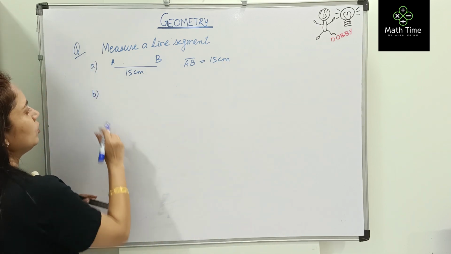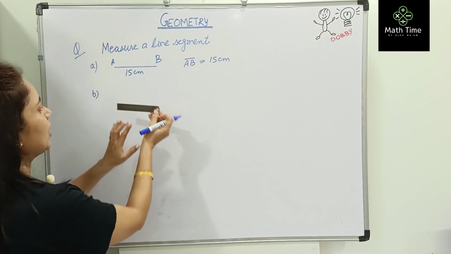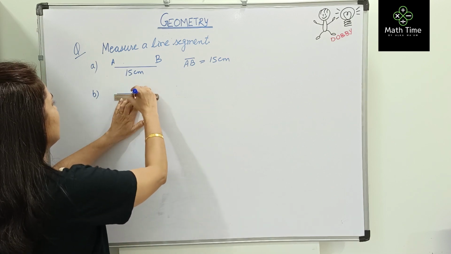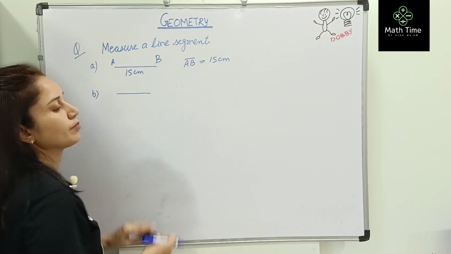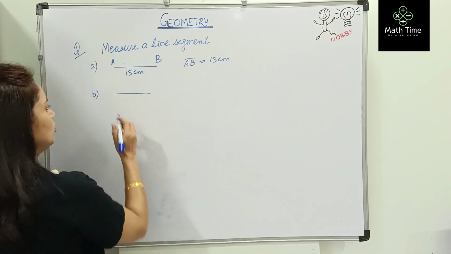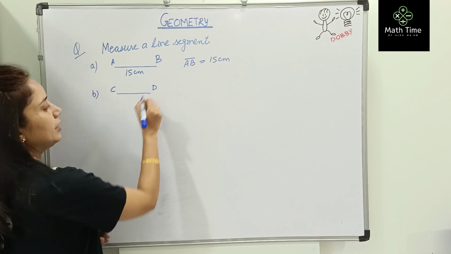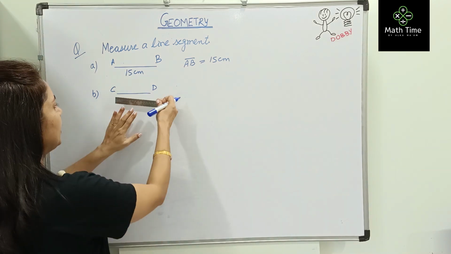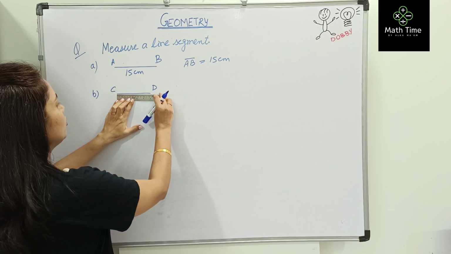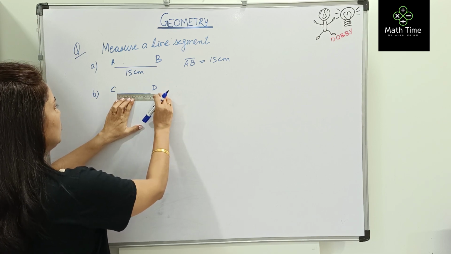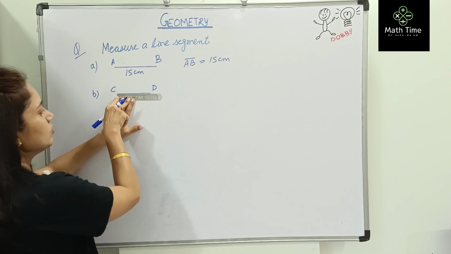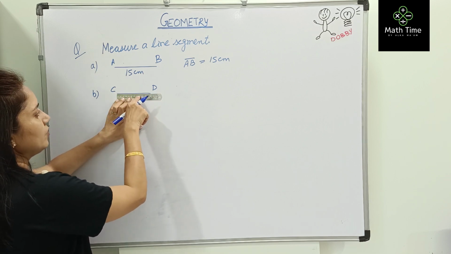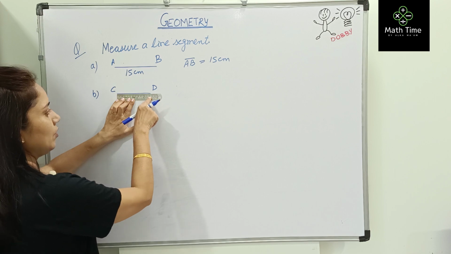Let us try one more. Without seeing the measurement, I am just flipping it backside and making a small line segment. Okay. So first, just to name it, C, D. Now we have to measure it. Keep the 0 of your scale on point C. Firmly, it should not be ahead, it should not be behind also. Now from 0, keep on counting. 1, 2, 3, 4, 5, 6, 7, 8, 9, 10, 11, 12.